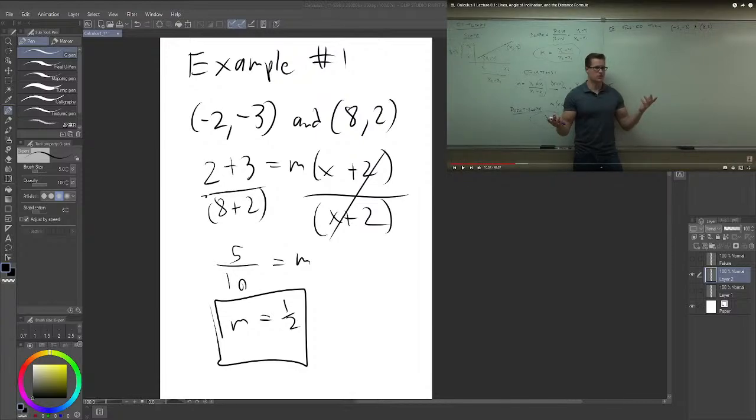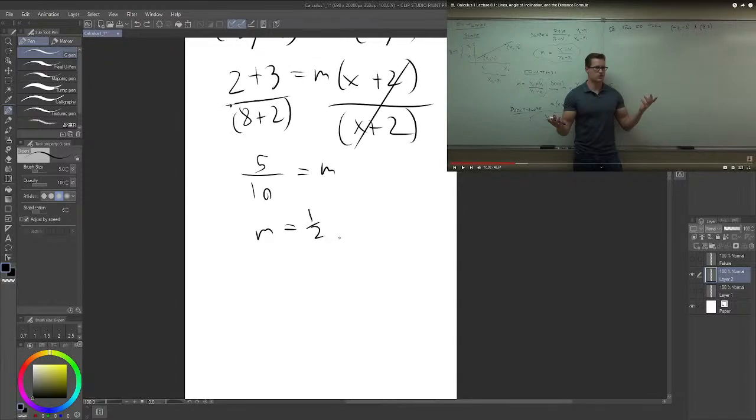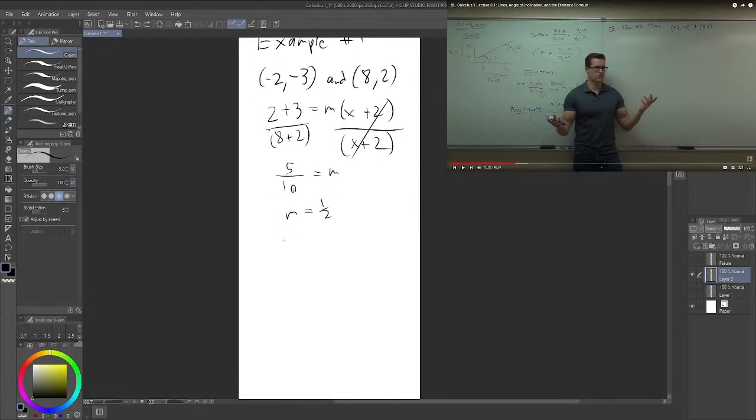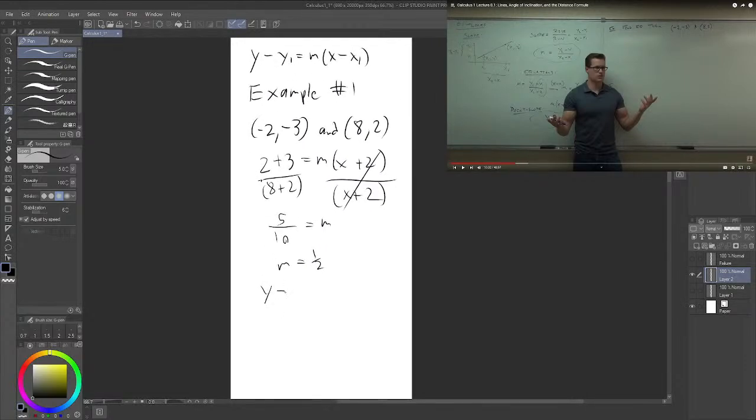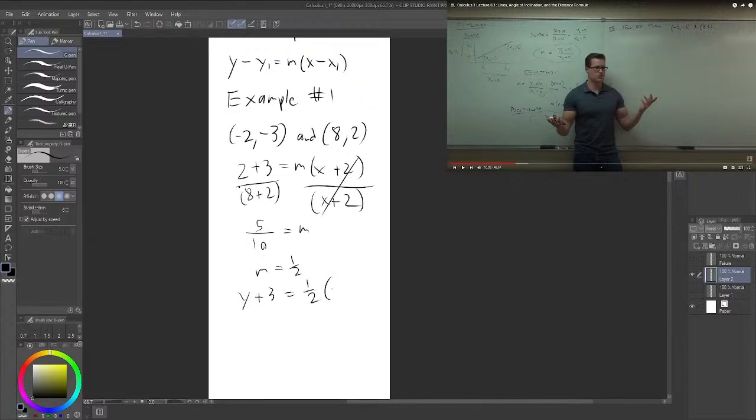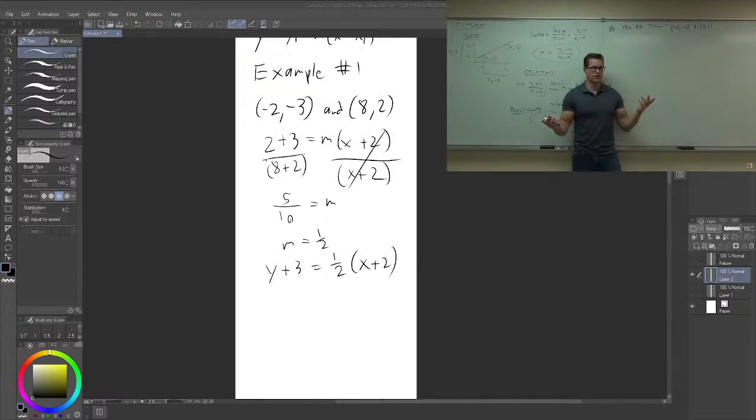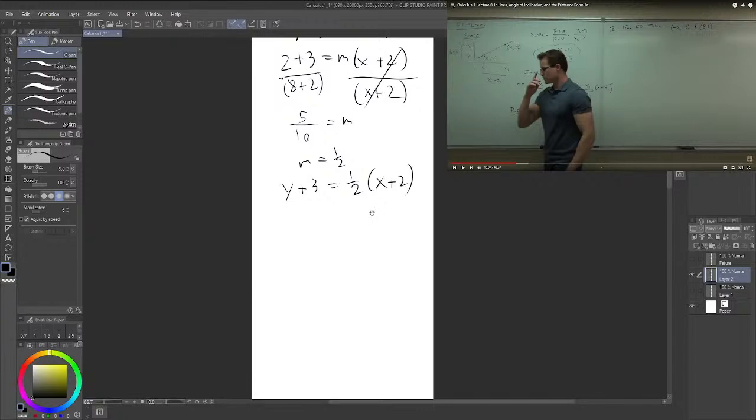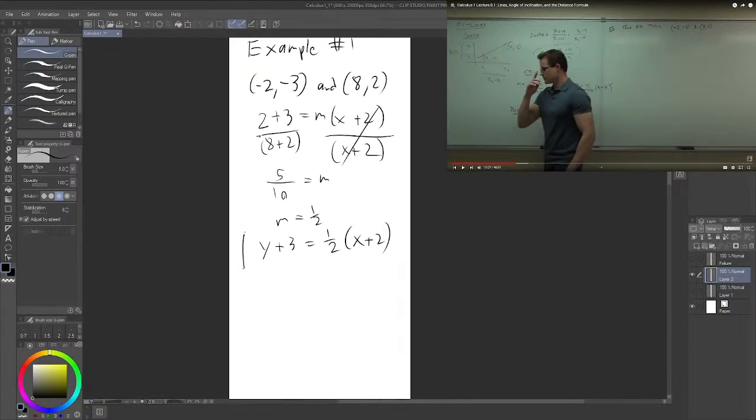Oh wait, find the equation. So I gotta plug that back. So if I want to rewrite this, it would be y plus 3 equals half x plus 2. You right now, can you find it? Yeah. Go ahead and find it. Do I want to distribute this? I feel like that's not good form. So that's my final answer.